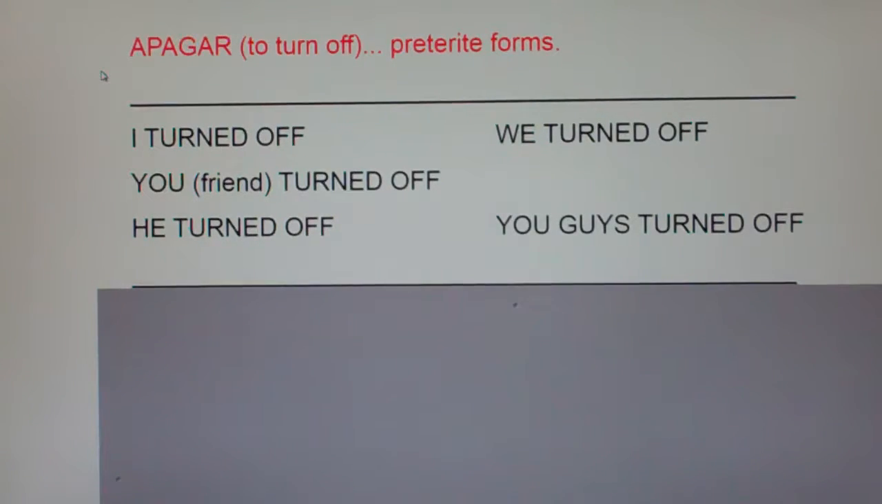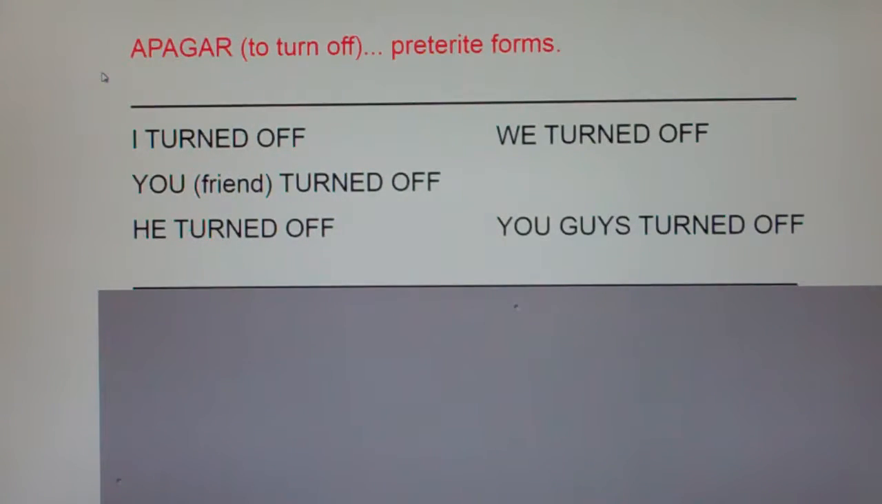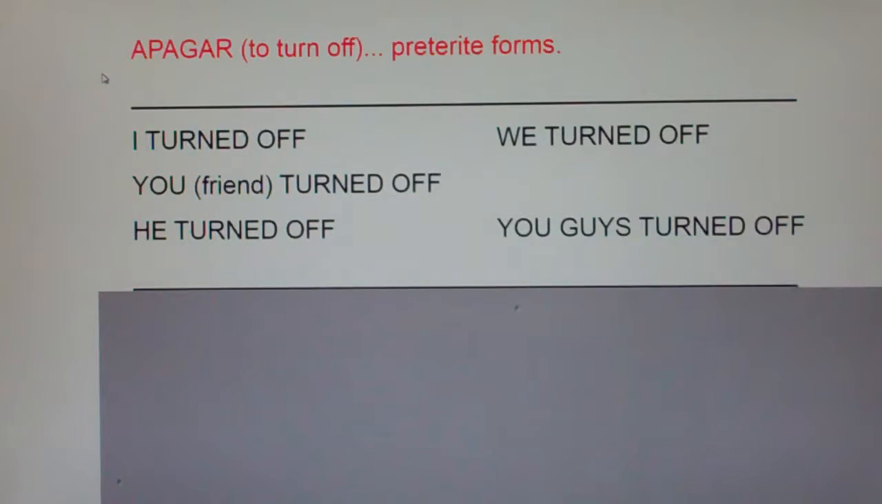This is apagar, to turn off, preterite forms. You know, like to turn off the TV or to turn off the lights. Now, how are we going to remember that apagar is to turn off? Well, I have a pa who sometimes forgets to pay the gas bill, so they turn off the gas.